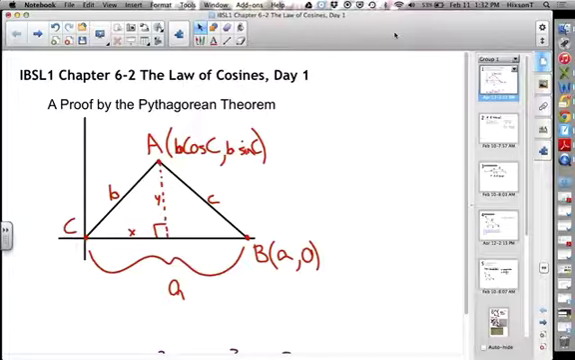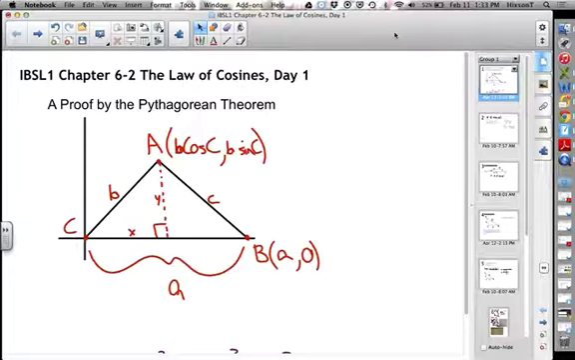So let's start out with this situation. I want to set up this situation and make sure you understand what all this is. I made triangle ABC so that C is at the origin on my coordinate plane, and this side BC is going to be a units long because it's across from angle A. So point B would be the point (a, 0). Okay?